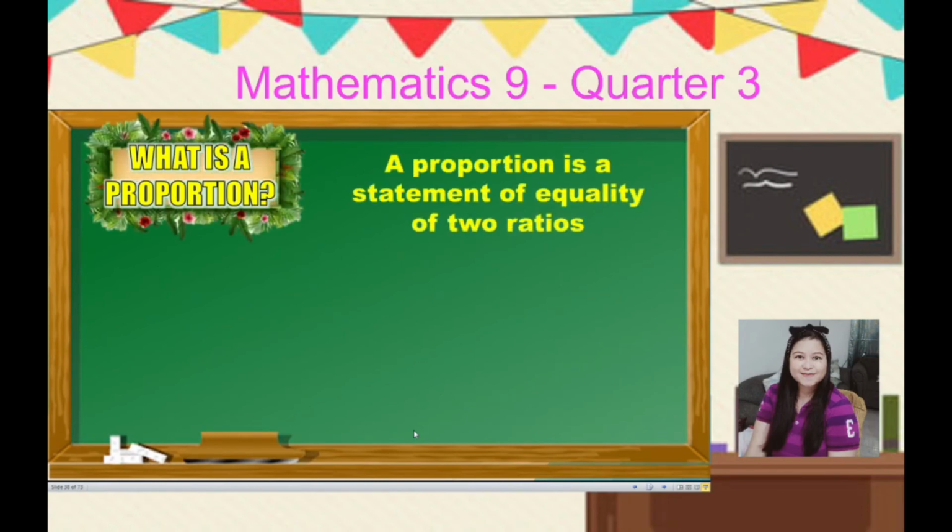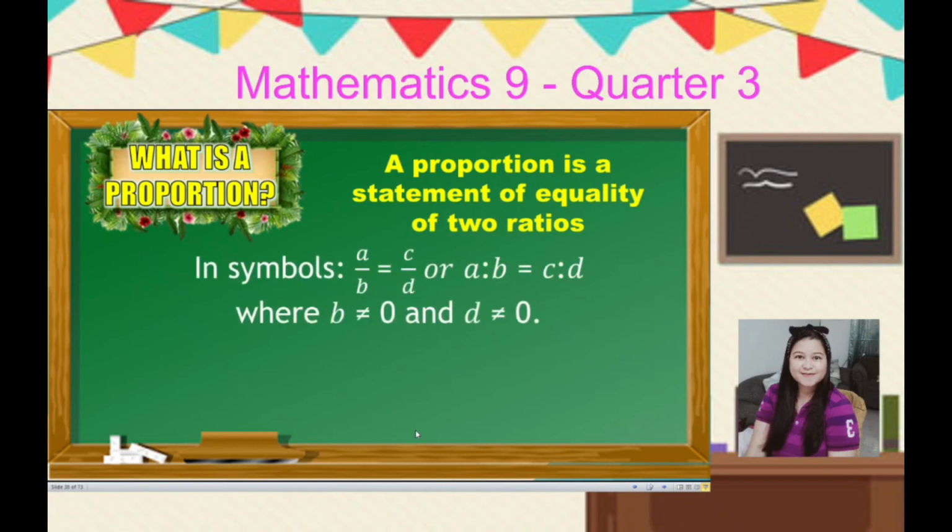So a proportion is a statement of equality of two ratios. So gaya nga nung kanina, two equal ratios makes a proportion. So in symbols, A over B is equal to C over D, or A is to B as C is to D, where B is not equal to 0 and D is not equal to 0. So dapat yung maging values ng B and D natin ay hindi equal sa 0.